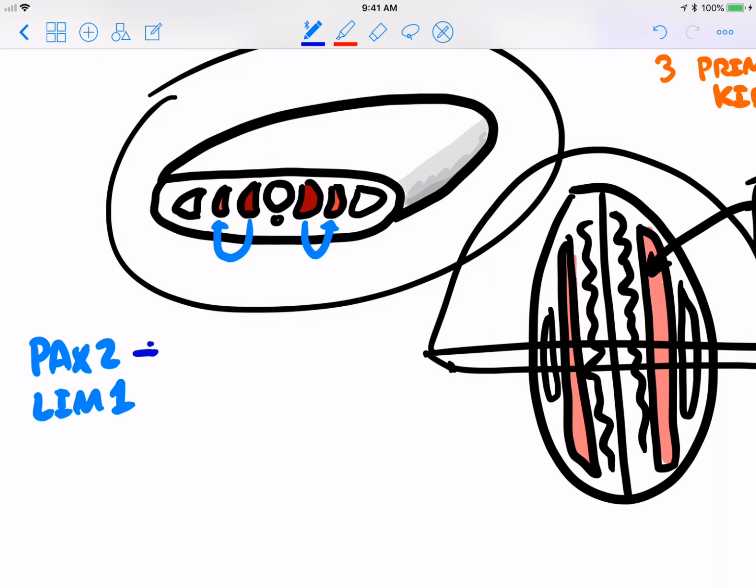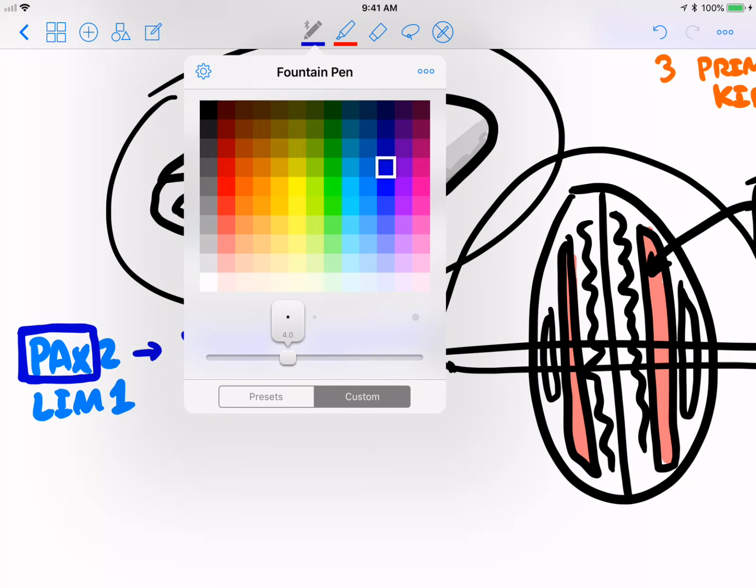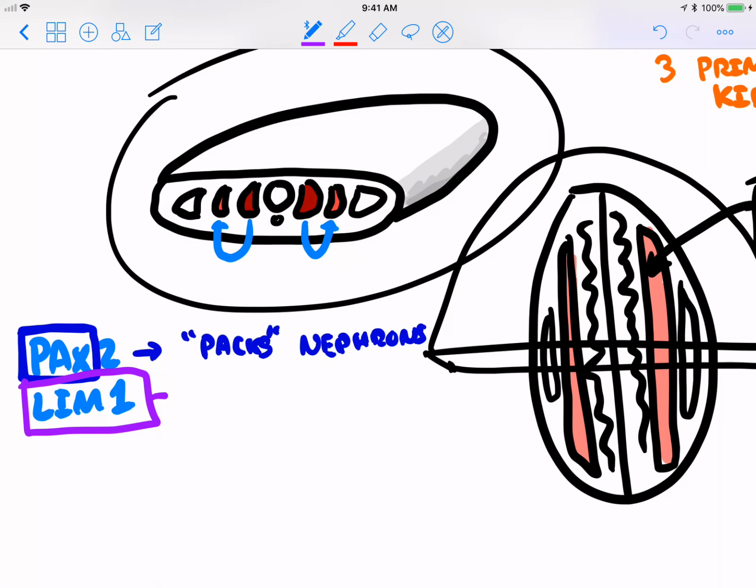And PAX2 is going to be an epithelialization factor. It's like a condensation factor. It condenses the epithelium. So I like to remember that because it packs everything in. It packs the epithelium. So PAX2 is for epithelialization, which comes into play later with actually forming the nephrons. So no PAX2, no nephrons. Then we have LIM1. And what does LIM1 do?